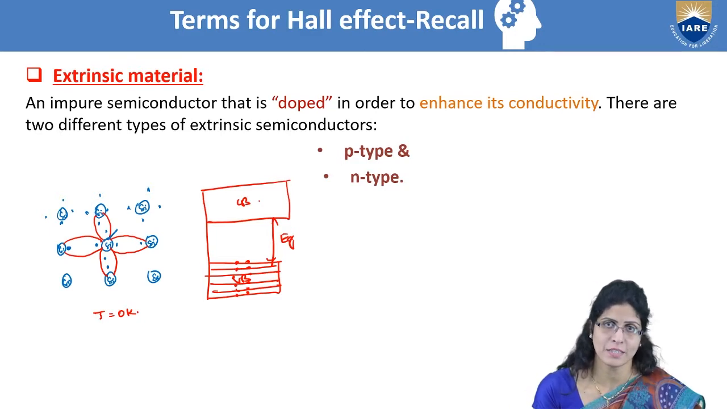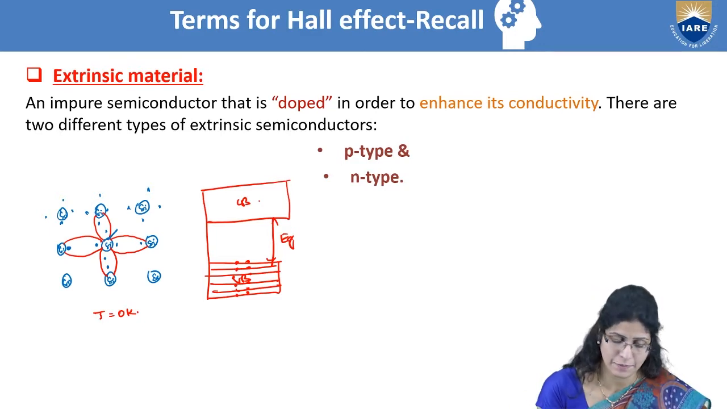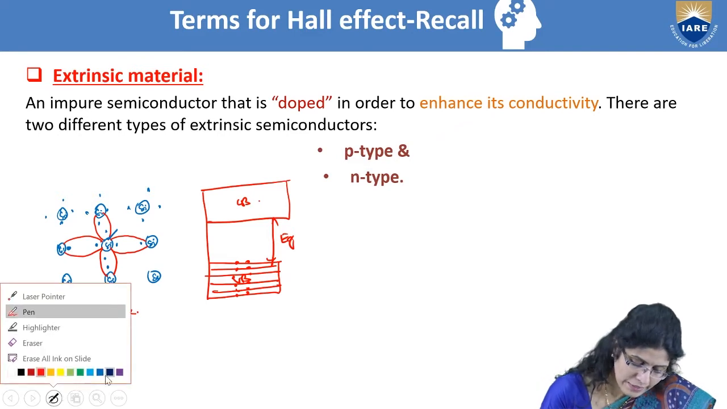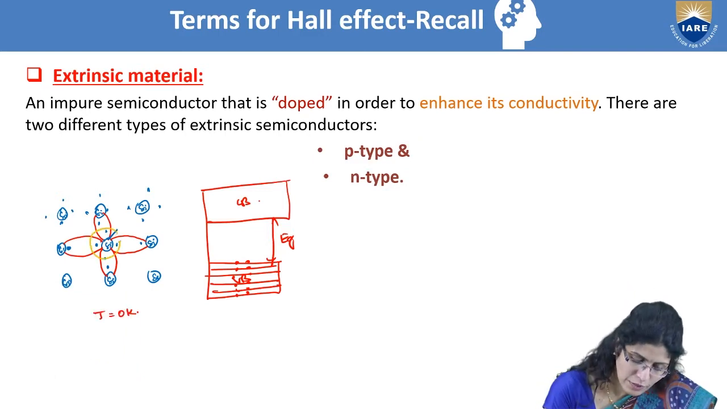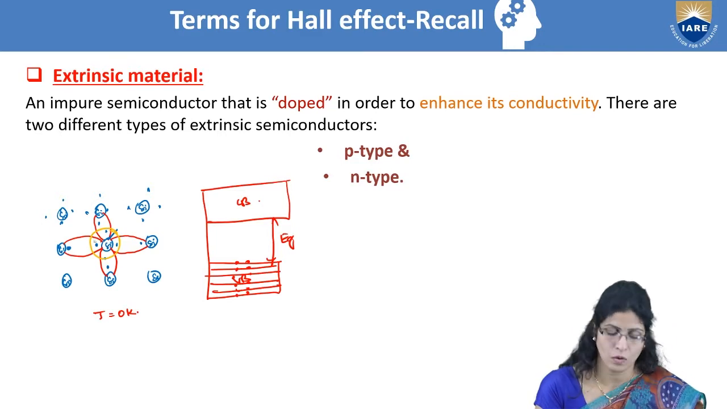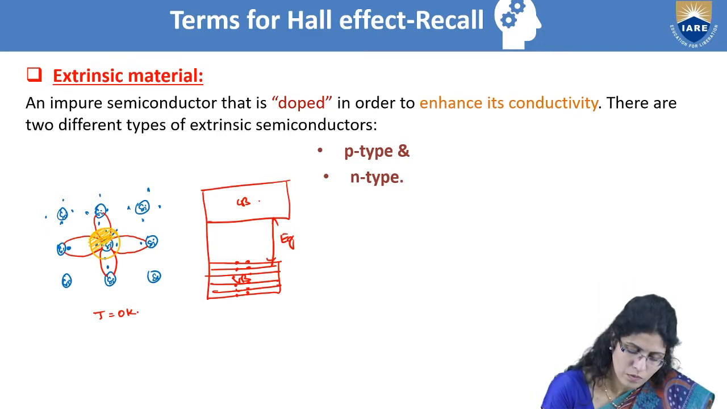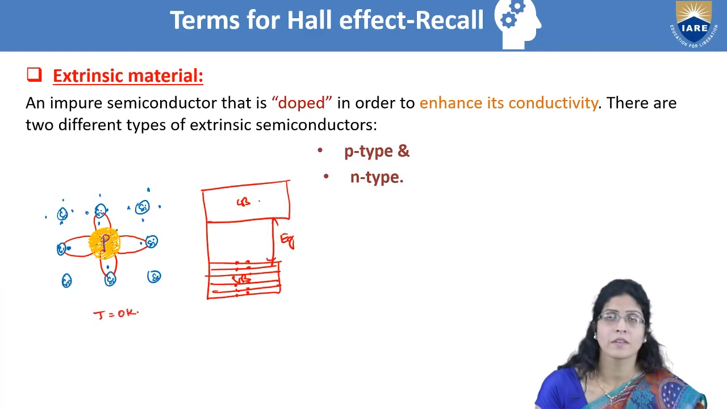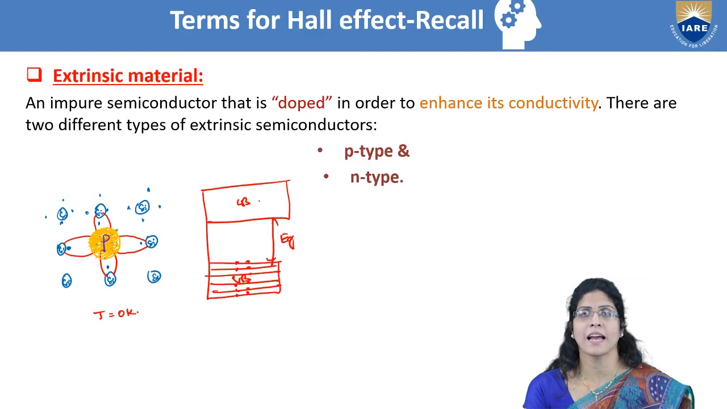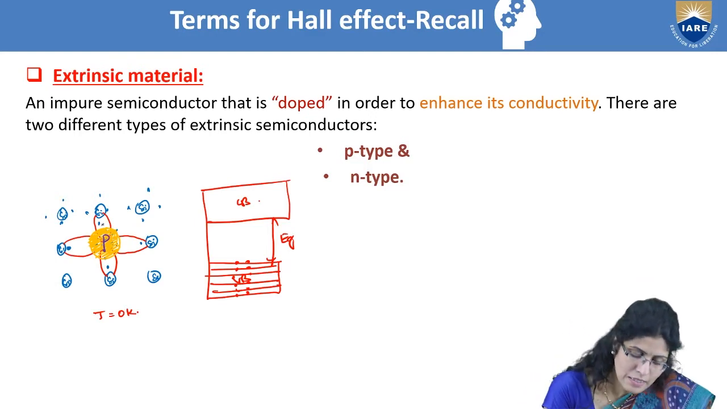Let me take a pentavalent impurity like a phosphorus atom. So what am I doing? I am adding a phosphorus atom to it. When I add a phosphorus atom, it will occupy this silicon atom's position. Now what is this? This is phosphorus. It doesn't mean that I have captured all four, but phosphorus is pentavalent.